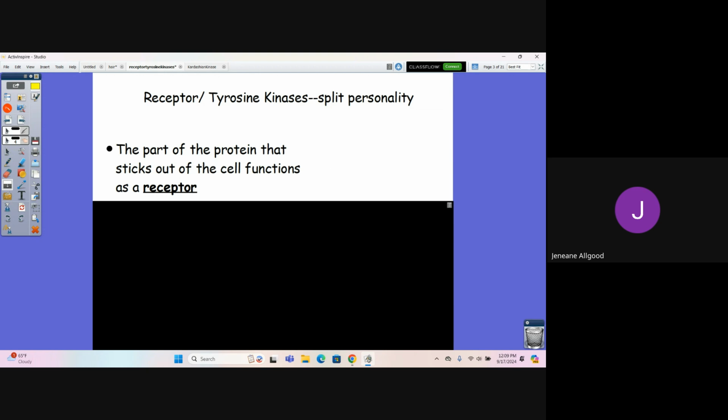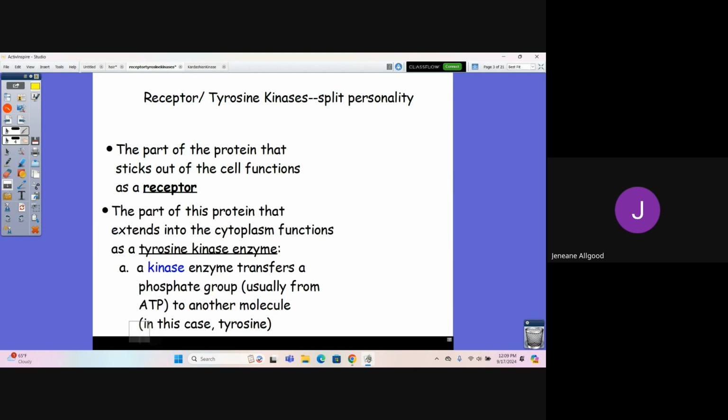Okay, so the part of the protein, we're going to draw that together to the right, that sticks out of the cell is going to function as a receptor. So why their name sounds so weird is because it's a molecule with two ends. The end that sticks out of the cell is a receptor. The end that faces the cytoplasm is a tyrosine kinase enzyme. It's kind of like a split personality.